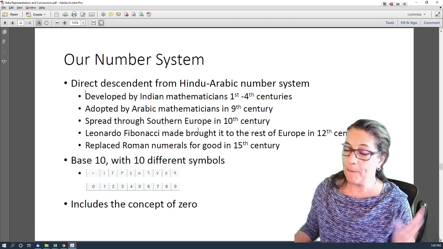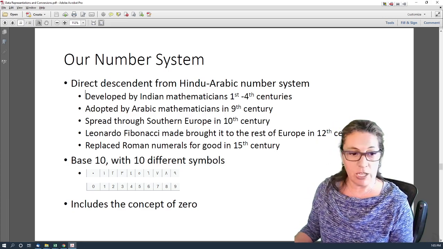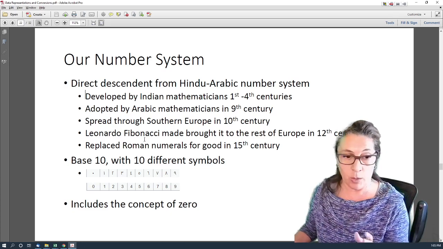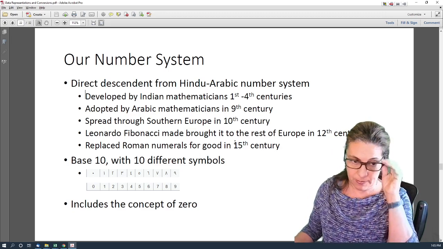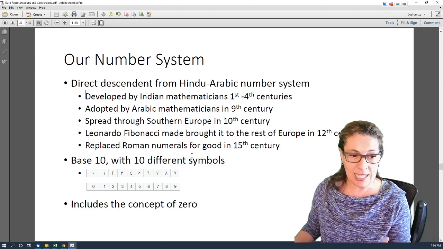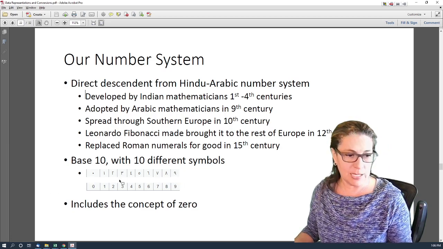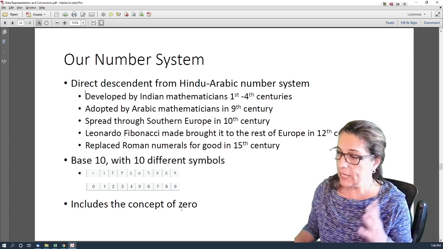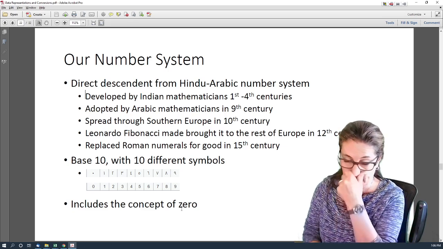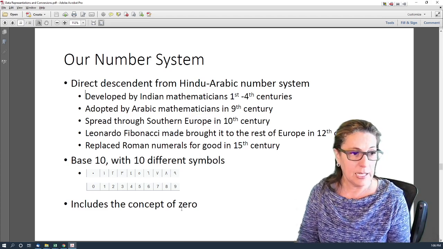Then it was brought to the rest of Europe by Fibonacci, the man himself, around the 12th century. And it basically replaced the Roman numerals in Europe by the 15th century. So they were gone by then. And so what is our number system? It's a base 10 system with 10 different symbols. These are the original Arabic ones, and these are the ones that we use now, so some similarity. It includes the concept of zero, something that not many cultures had, but the Hindus really got the idea of zero, which is nothing, right? It's an interesting system.